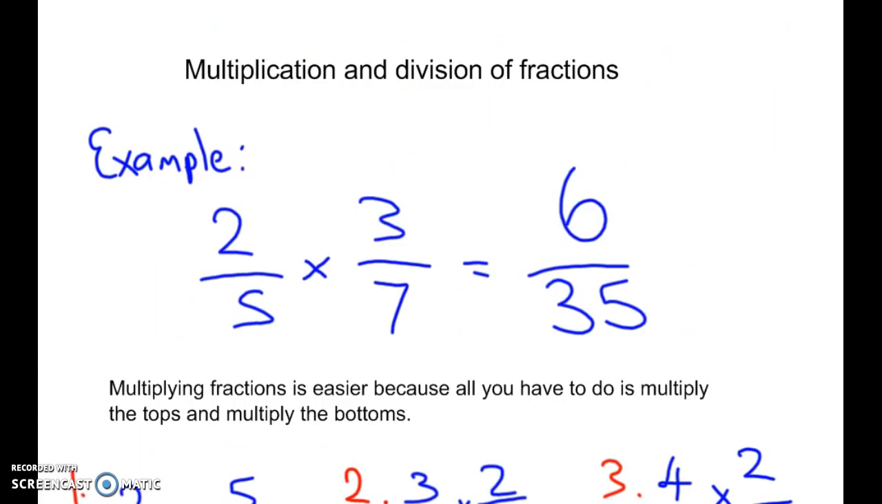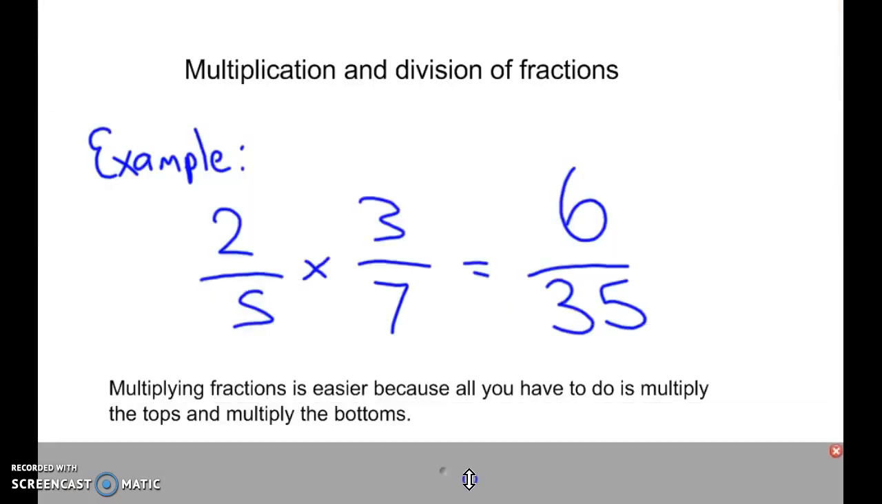Okay, next, multiplication and division. Starting with multiplication, this is probably easier than adding and subtracting because all you have to do is multiply the numerators. 2 times 3 is 6. Multiply the denominators. 5 times 7 is 35. Multiplying fractions, that's all there is. The reason people make mistakes, if they make mistakes, is because they mix this up with adding and subtracting, and then they start cross-multiplying, and that's just not necessary.